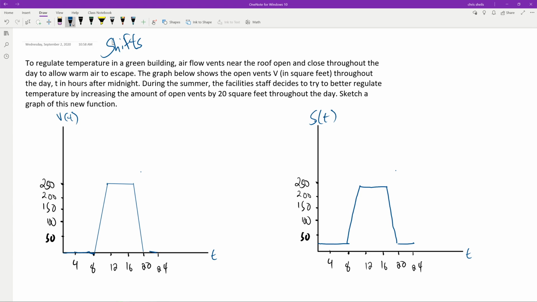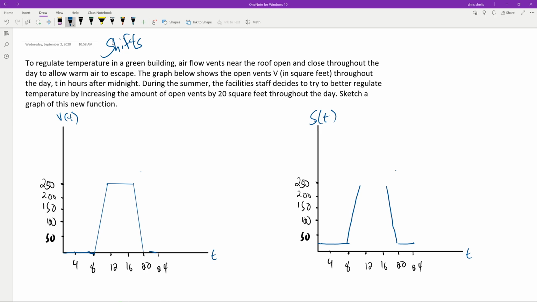To regulate temperature in a green building, airflow vents near the roof open and close throughout the day to allow warm air to escape. The graph here on the left specifically, ignore the graph on the right for now, shows the open vents V in square feet throughout the day, T hours after midnight. During the summer, the facility staff decides to try to better regulate the temperature by increasing the amount of open vents by 20 square feet throughout the day. Sketch a graph of this new function.